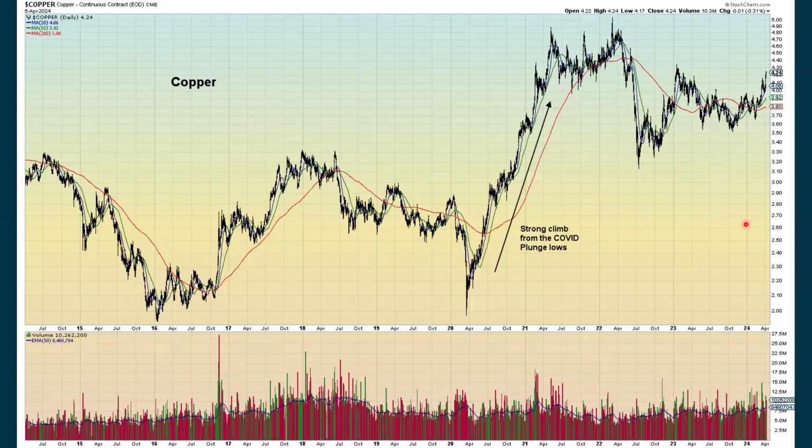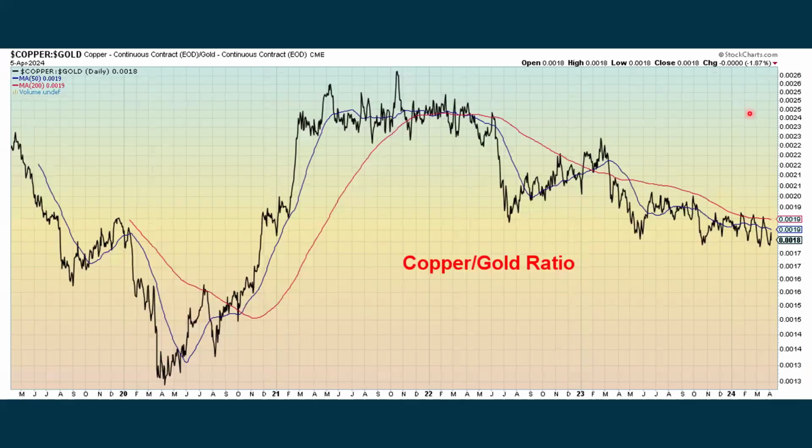Copper, and this is more of a barometer of the economy. When copper's going up, that means the economy is looking better going forward. And right now it's in an uptrend. Then we do a copper to gold ratio, and gold's been breaking out to all-time highs. Copper's in an uptrend. And so we've been chopping more or less sideways recently with this overall ratio.